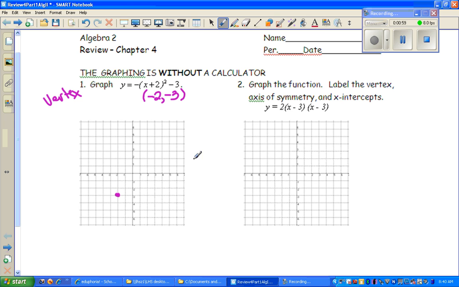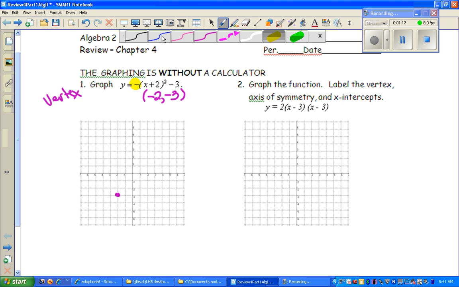And I'm going to plot that. This sign out front is very important. It's a negative sign, so we're going to have a sad parabola. It's going to be going down. If it had a number out here, we would have to take that into account as like a stretch on our graph, sort of like a slope.